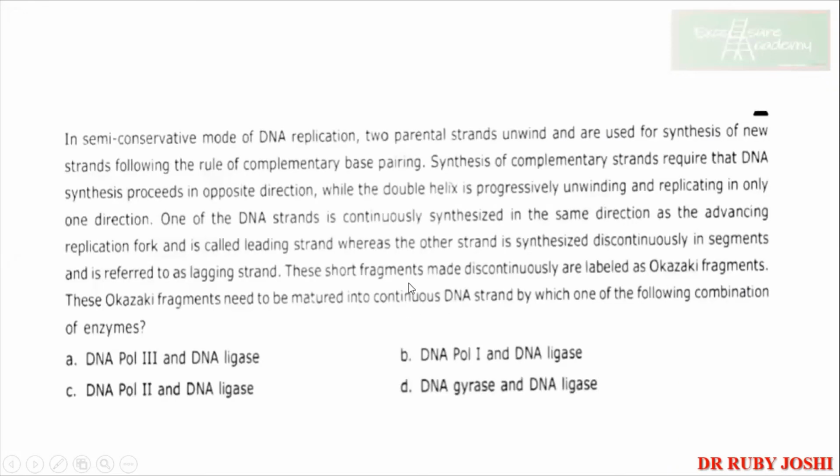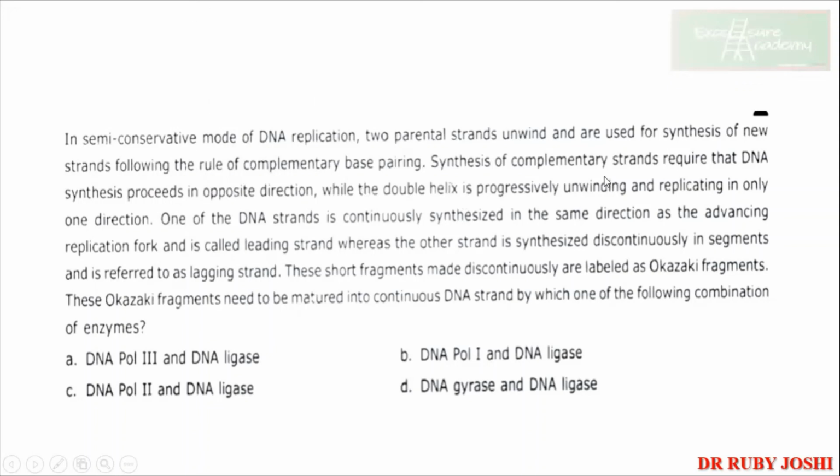Next question. Guys, I'm telling you, the bigger the question, the simpler the answer. You should be afraid of short questions. The big questions are just time pass, but they are very easy. In semi-conservative mode of DNA replication, two parental strands unwind and are used for synthesis of new strands following the rule of complementary base pairing. You know what semi-conservative is, right? One parental strand will always remain, and the daughter strand comes on top of it.